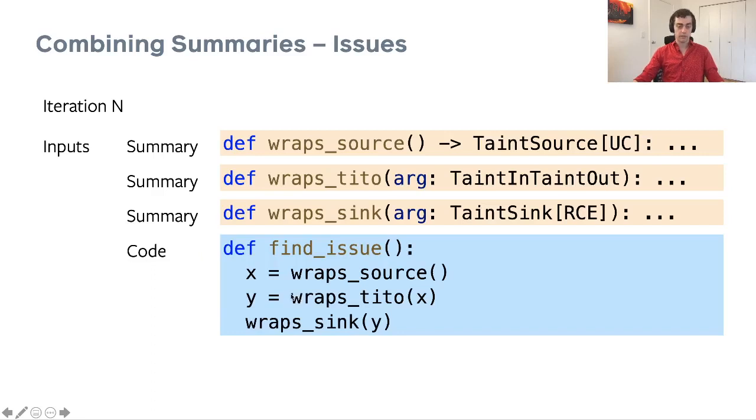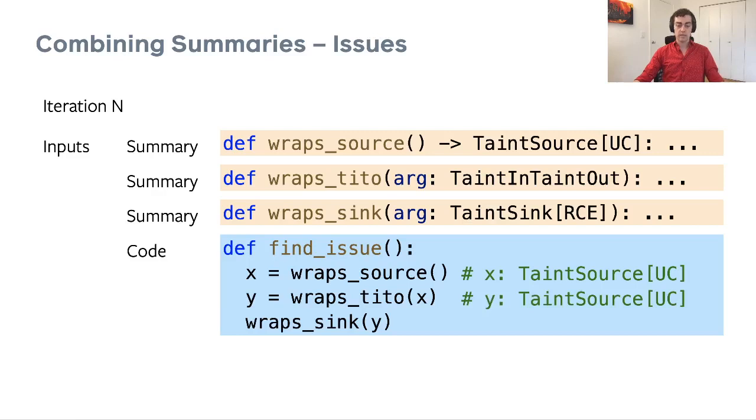So carrying on our previous example, with these summaries that we've inferred around wraps source, wraps TITO, and wraps sink, we can look at somewhere else in our code which might finally contain an issue. We start off with the wrap source. Because it eventually returns a source, we know that X is tainted with a source type of user controlled. Then when X passes through wraps TITO, because we know that function is taint-in, taint-out in the argument, any taint that went in comes out the other side, and so we know that Y is tainted as well. And then finally, when Y gets passed into wraps sink, we have our source, user controlled, reaching a sink of type remote code execution. So this is the point where we're going to emit an issue.